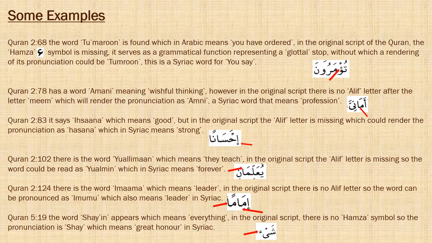In Quran 5:19, the word shay'in appears, which means everything. In the original script, there is no hamza symbol, again indicated here by a red arrow, so the pronunciation is shay, which means great honor in Syriac.